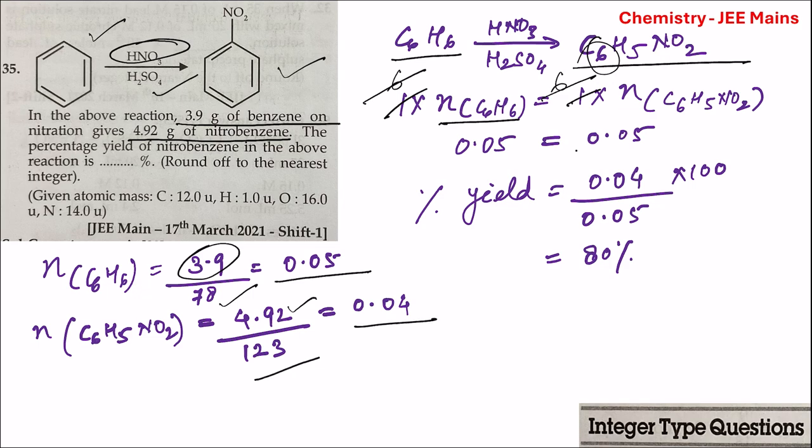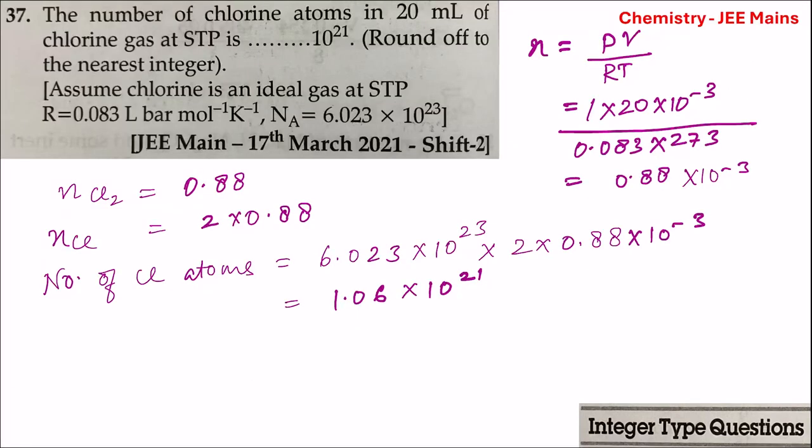Now जो expected yield है from the reaction वो है 0.05 moles of nitrobenzene, और जो एक्चुअल यील्ड है वो है 0.04 मोल्स। तो परसेंटेज यील्ड हो जाएगा एक्चुअल यील्ड डिवाइडेड बाय थियोरेटिकल यील्ड, एंड दिस इज इक्वल टू 80%। तो यहाँ पे यील्ड ऑफ नाइट्रोबेंजीन हो जाएगा 80%.